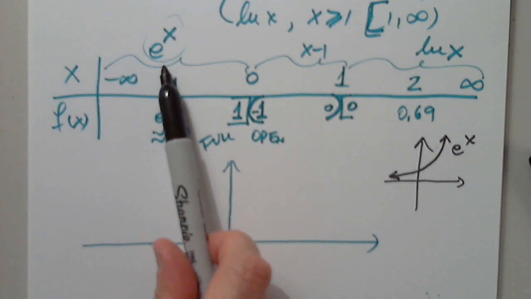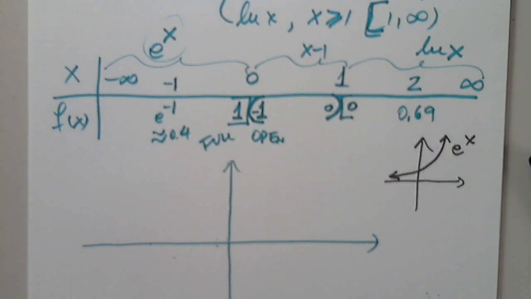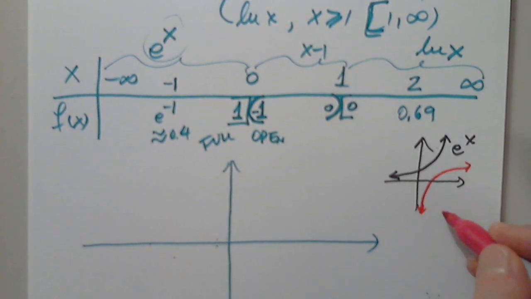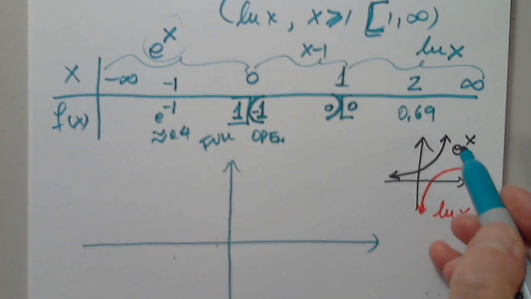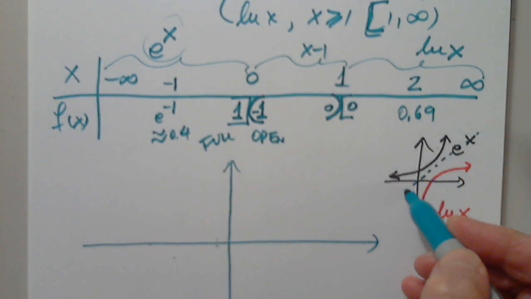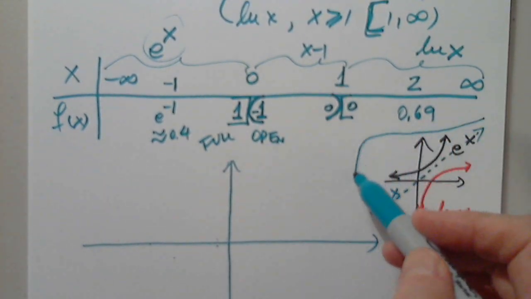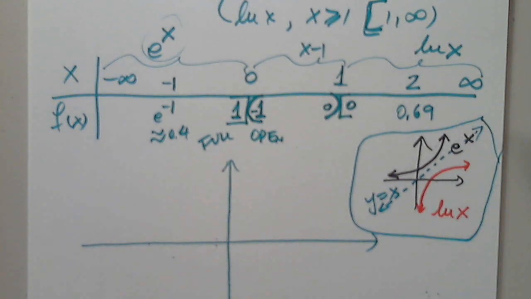So that's e to the x. Now natural log is the inverse function of e to the x. It's this graph. So this is natural log x. And they have to be symmetric. These two graphs are inverses of each other. They have to be symmetric with respect to y equals x. So please remember this picture forever, please.